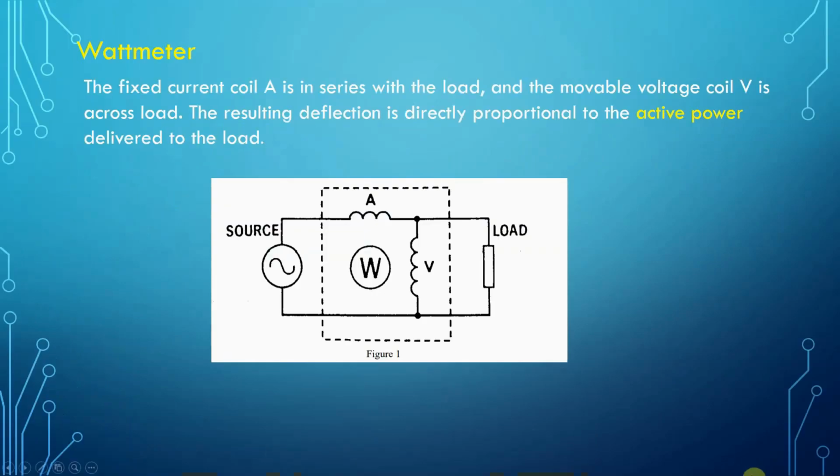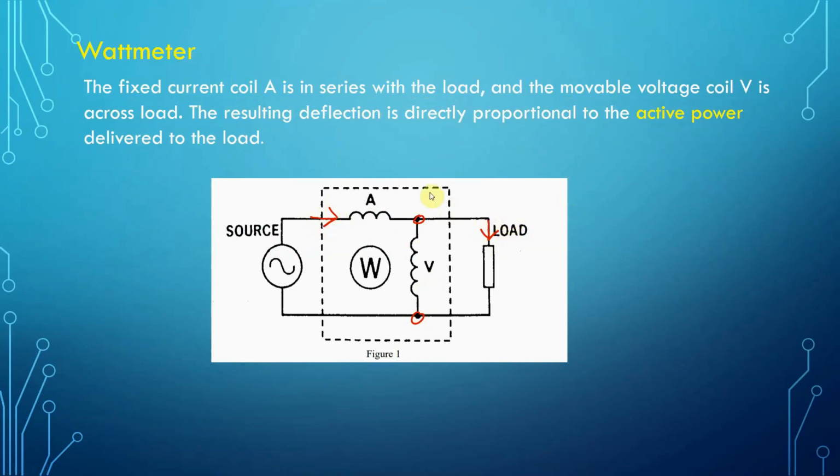To begin with, let us discuss our wattmeter. The fixed current coil A is in series with the load, and the movable voltage coil V is connected across the load. As you can see from here, we have a current entering the coil, and this is the same current entering the load. And we have a voltage coil which is in parallel with the load.